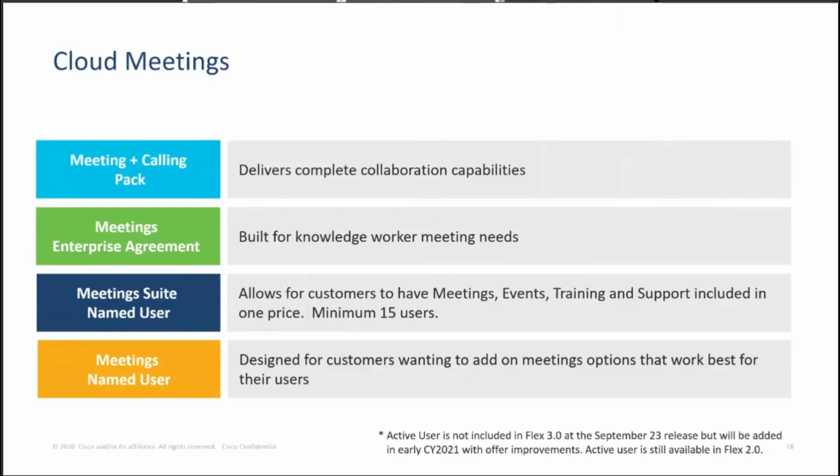Now you can mix and match enterprise agreement and named user between the two different deployment models that we're talking about. So you can have an enterprise agreement for your calling and named user for your meetings, or an enterprise agreement for your meetings and a named user for your calling. That's completely legal. So just wanted to throw that one out there.